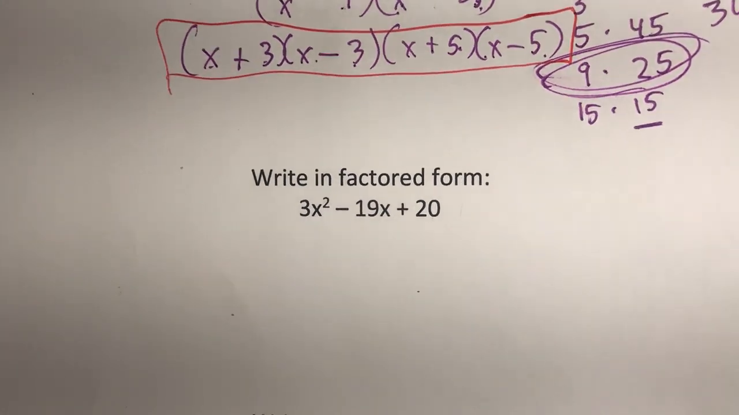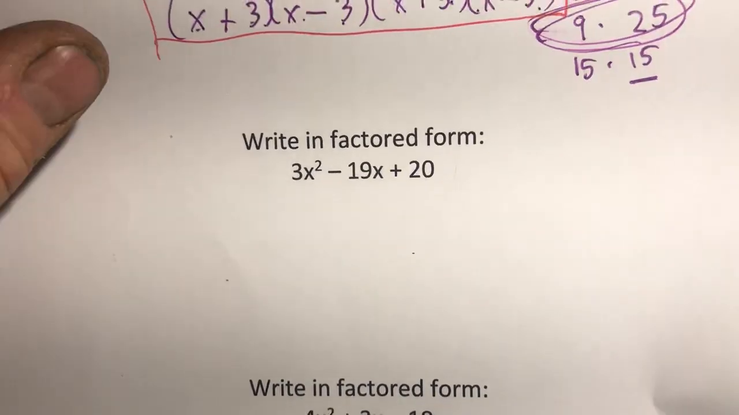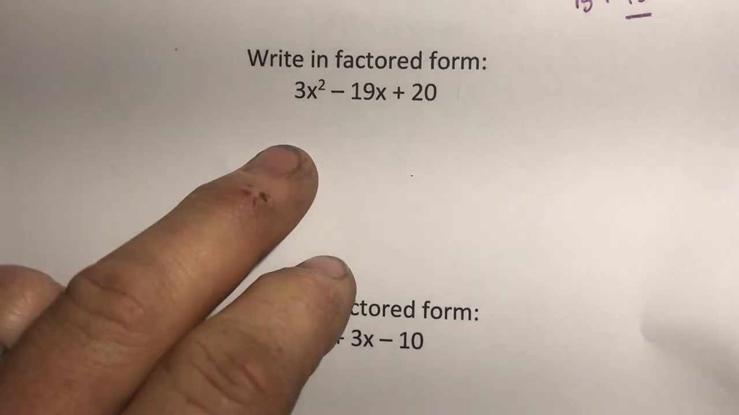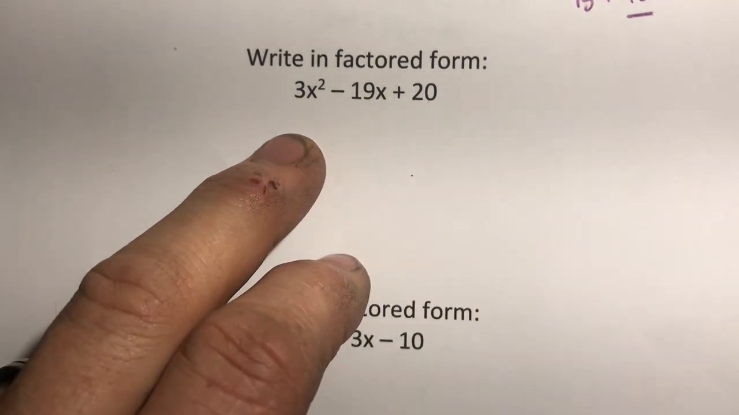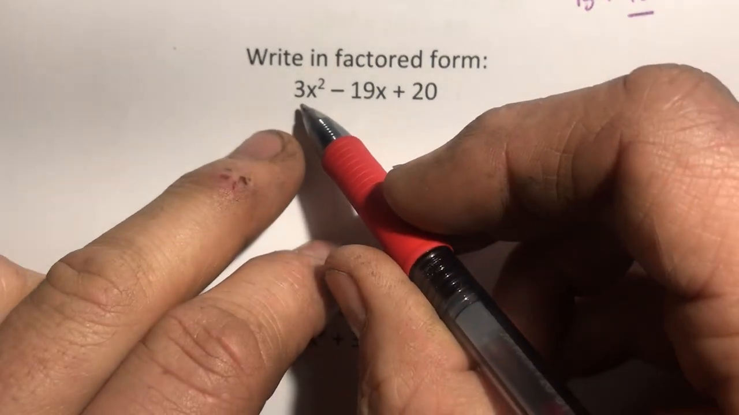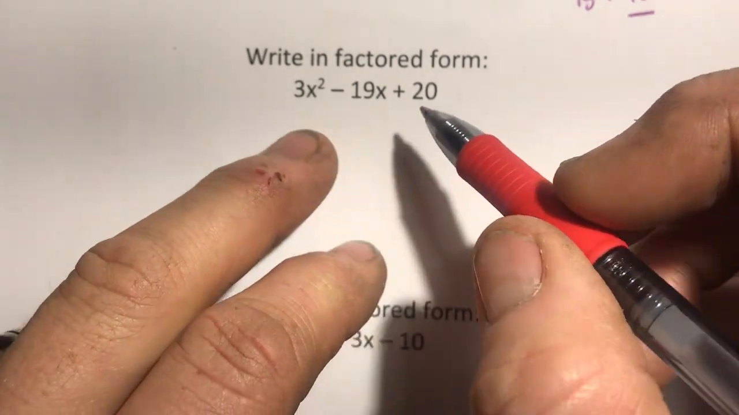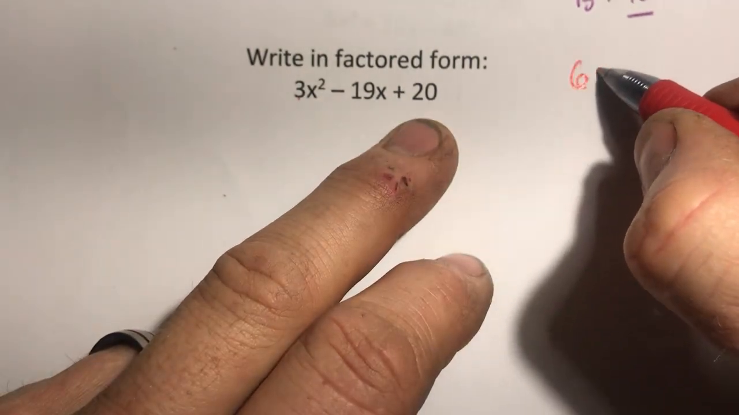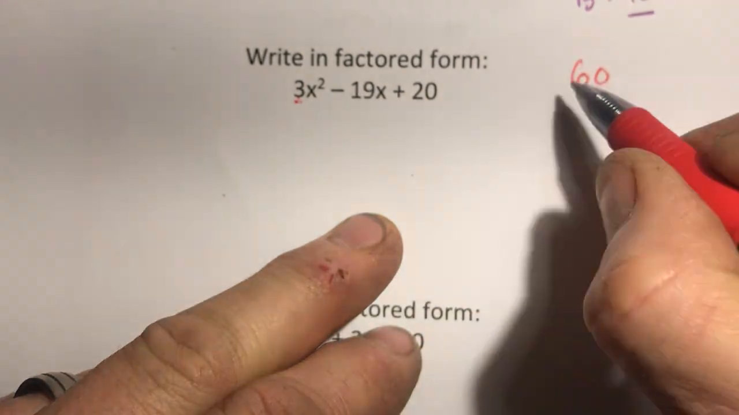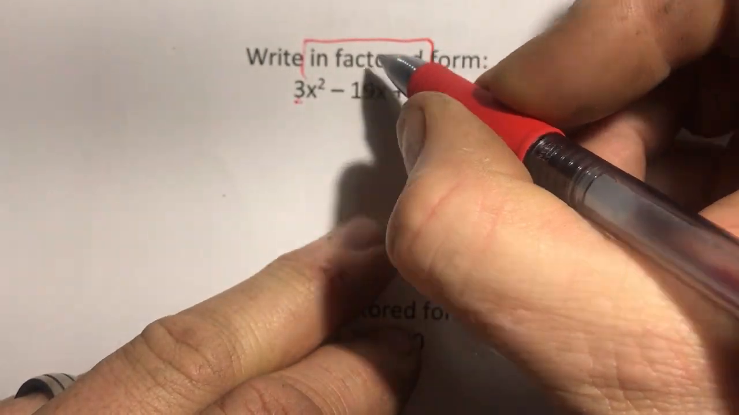Okay. What we got here? Factor this one completely. All right, now this is just, there's no common factor here. And this is just a trinomial in descending order. So 3 times 20 is 60. So we got a number in front of x squared, so I got to do 3 times 20.